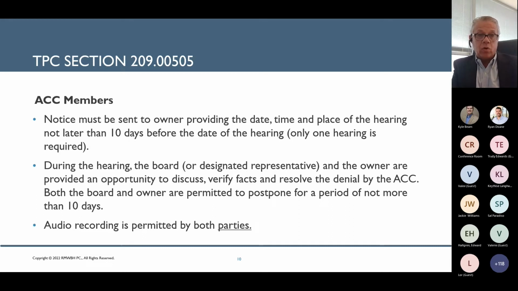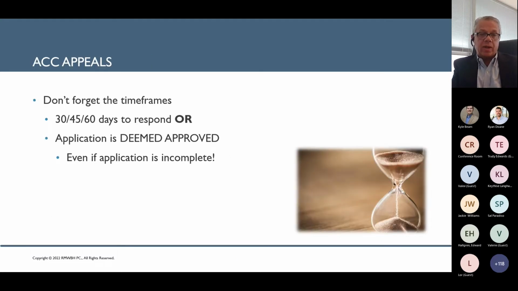During that hearing, the board or the designated representative of the board or the representative of the owner can discuss, verify facts, and hopefully resolve the denial by the ACC. The board and the owner are both permitted to postpone for a period of not more than 10 days. Both parties or either party can record the 209 hearing, the appeal hearing. So, a lot of times we'll get contacted by a manager and say we deny somebody.